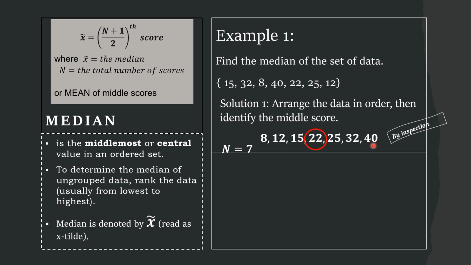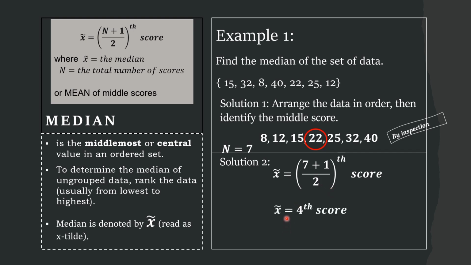N is 7. Solution 2 by using the formula N plus 1 over 2 to find the position of the median. 7 plus 1, 8 over 2 is 4, the median is the fourth score. So counting from the lowest score or value, we have 1, 2, 3, 4. Therefore, the median is 22.